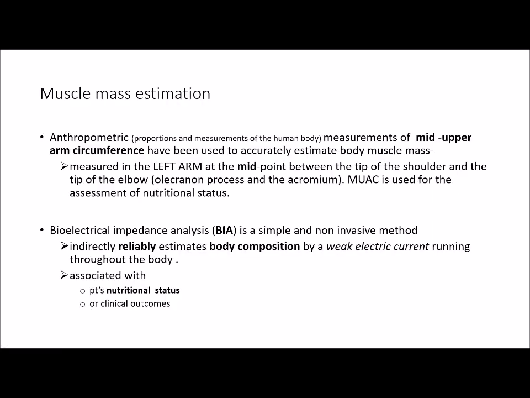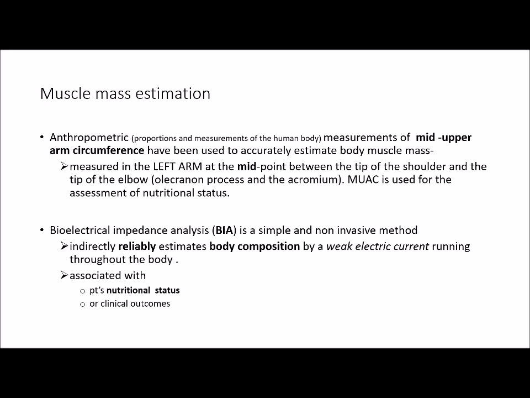Okay. Now, the anthropometric measurements of mid-upper arm circumference are more or less accurate. They estimate the body muscle mass, right? And where do you measure it? Only in the left arm. Don't measure the right arm. It is characteristic. It is specific. Left arm at the midpoint between the tip of the shoulder and the tip of the elbow, that is basically the olecranon process and the acromion, right? So that mid-upper arm circumference is used for the assessment of nutritional status.